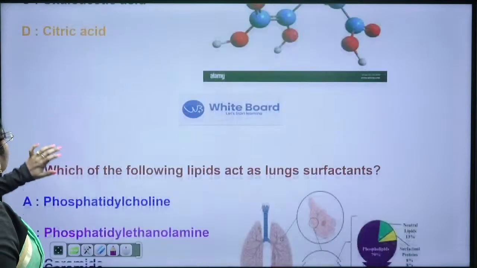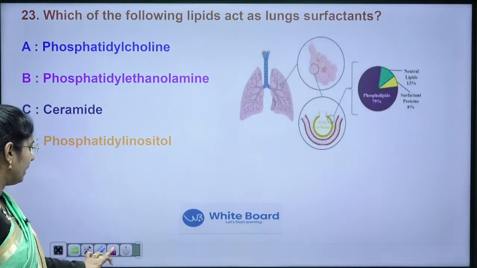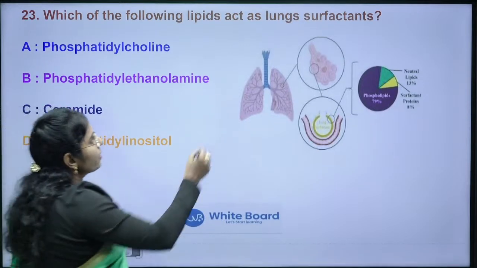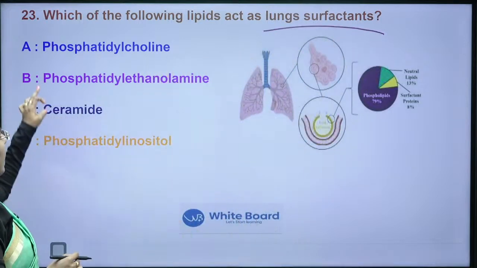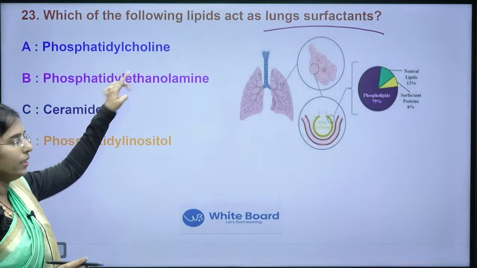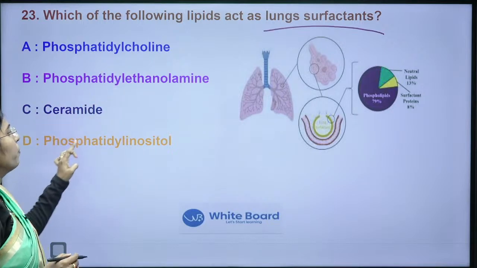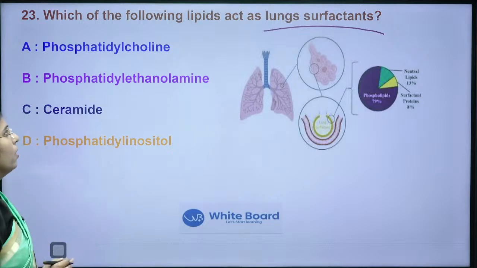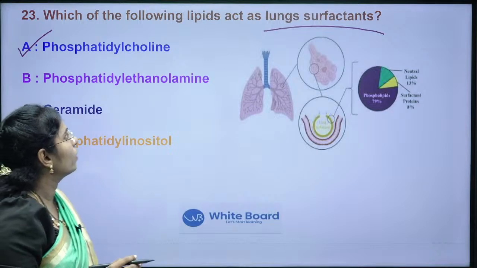Next question is question 23. Which of the following lipids act as lung surfactants? Here they have given phosphatidylcholine, phosphatidylethanolamine, ceramide and phosphatidylinositol. Out of these, the first one is the correct answer, that is phosphatidylcholine.